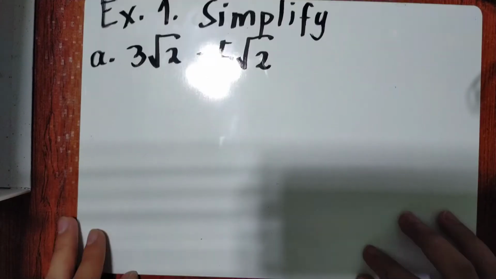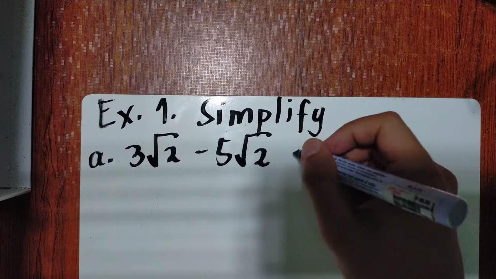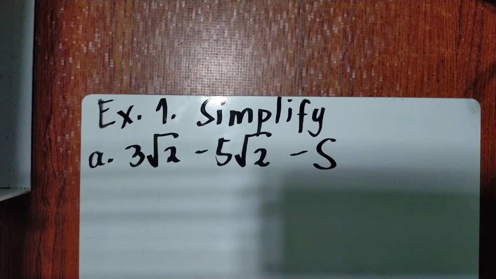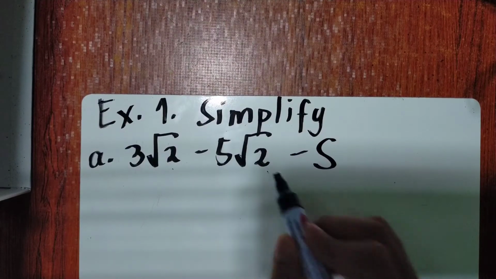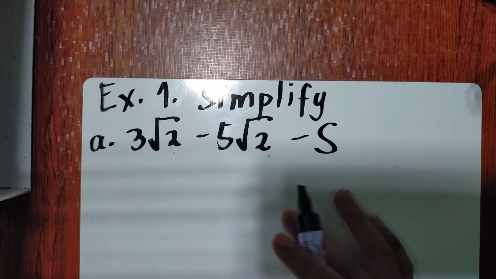Okay, so let's have an example. Example number 1, simplify natin to. No? So letter A, simplify natin 3 square root of 2 minus 5 square root of 2. Una mong gagawin is to identify if it is a similar or not. So, therefore, number 1 is similar. Bakit? Parehas kasi sila ng index, which is 2, at ng radicand, which is 2 also. So, therefore, similar sila. So, simplify na natin.